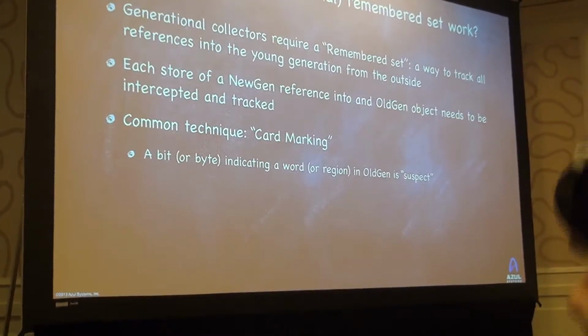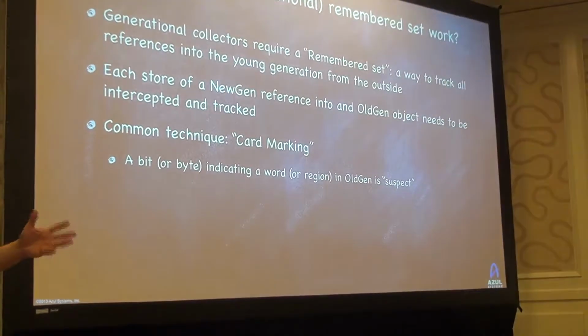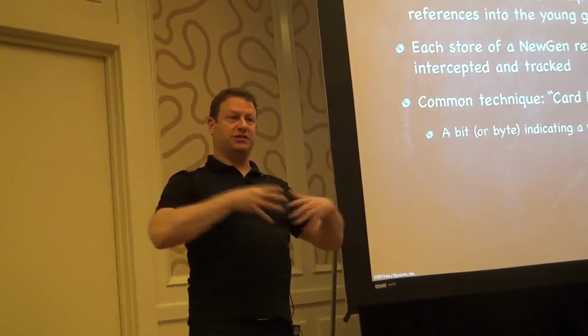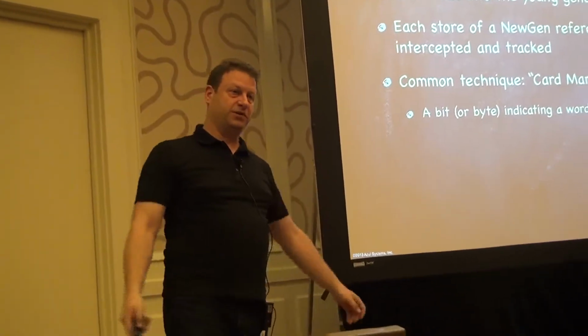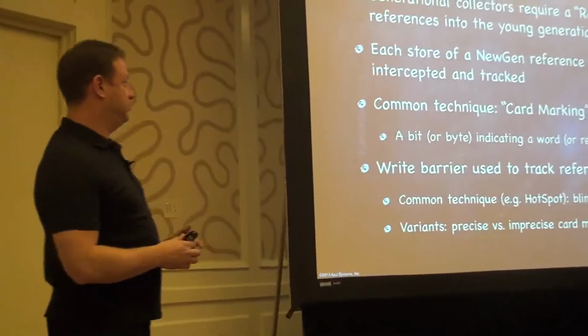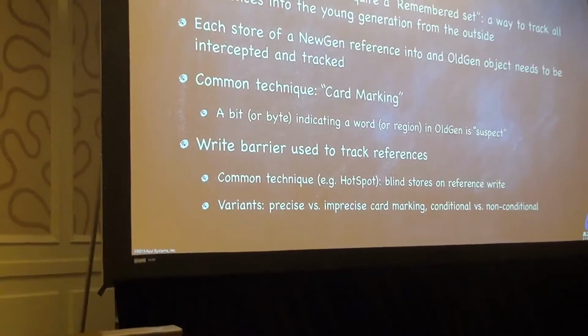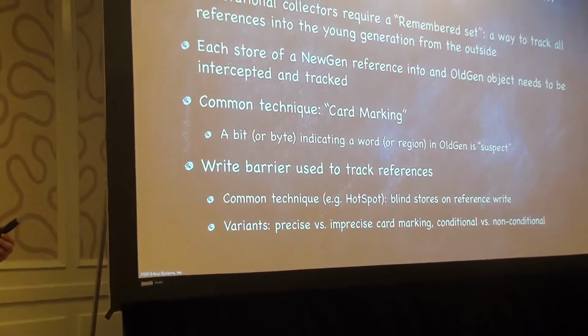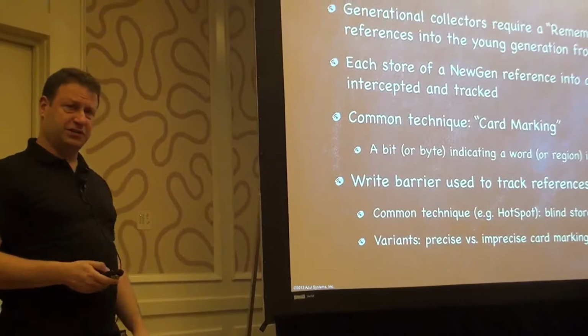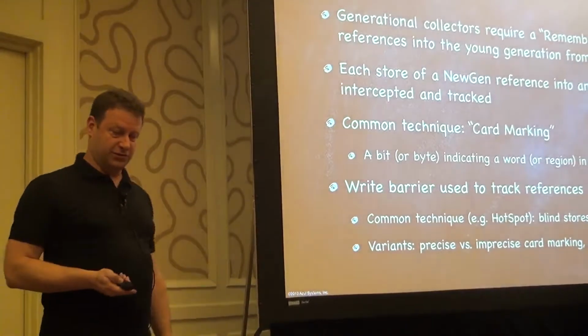Every store to a location also potentially marks a thing saying, hey, there's something there that might point into the new gen. That is our remembered set, those suspicious places we store outside of the new gen. And we use those in order to start the copy into the new gen. A write barrier is usually used to do this. Every store, every reference has a barrier on it. And there are lots of variations of the exact technique there, and I won't get into those here.